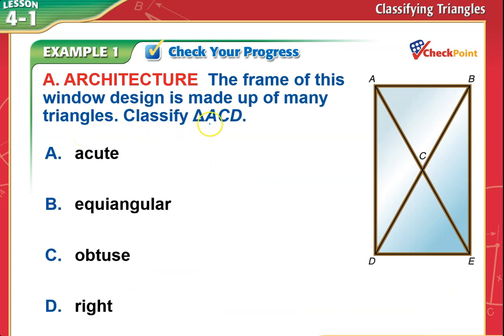All right, check your progress. The frame of this window design is made up of many triangles, and we'd like to classify triangle ACD. So it's this triangle right here on the side. And so you can stop your video, and if you said obtuse, you were correct. The reason why it's obtuse is because angle ACD is more than 90 degrees.